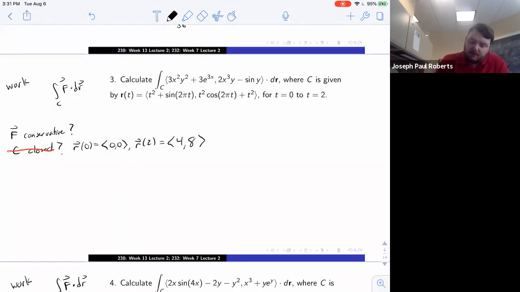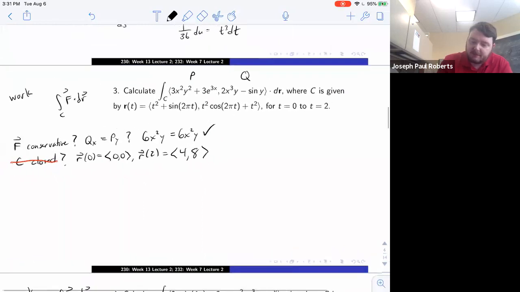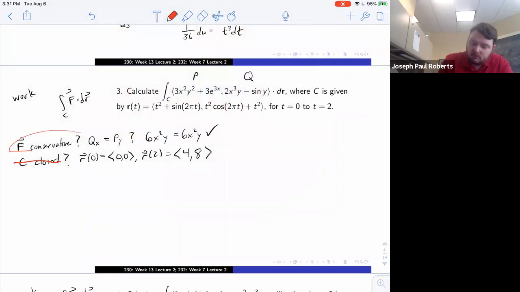Okay. For this situation, where we are a vector field only involving x and y, and we only have the two components, the test for conservative was if Qx and Py are the same. Well, so what's Qx? Qx looks like it's 6x squared y. And what's Py? 6x squared y. And so, yes, F is conservative.